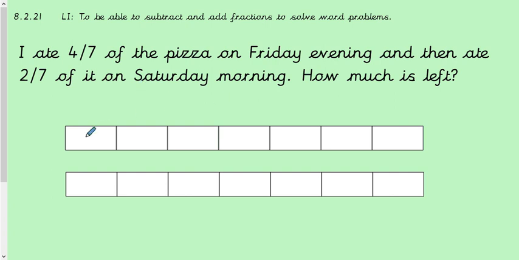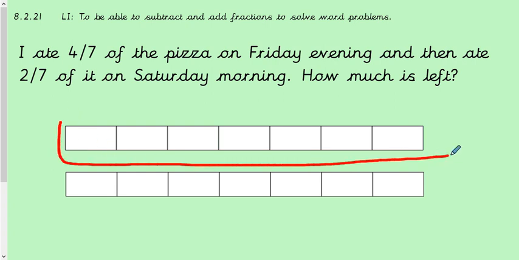So I don't actually need to draw 2. I don't know why I've done 2, but you can just look at this one. So this is just 1 whole. It can't be any more than 1 whole because it doesn't say there's more than 1 pizza. So if we have these split into 7ths, because that's our denominator, so they're split into 7.